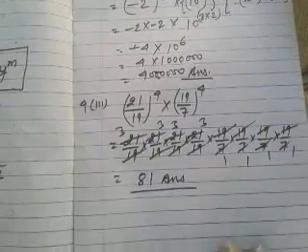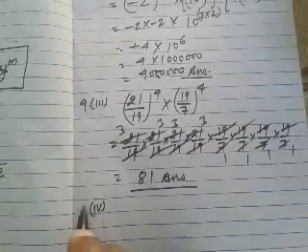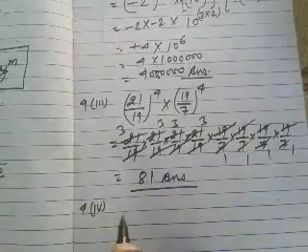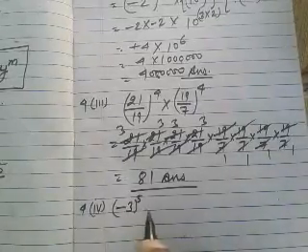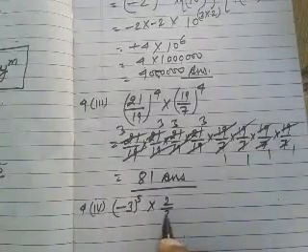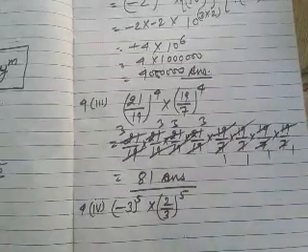Now see another question of part 4. Minus 3 raised to the power 5 multiply 2 upon 3 raised to the power 5.